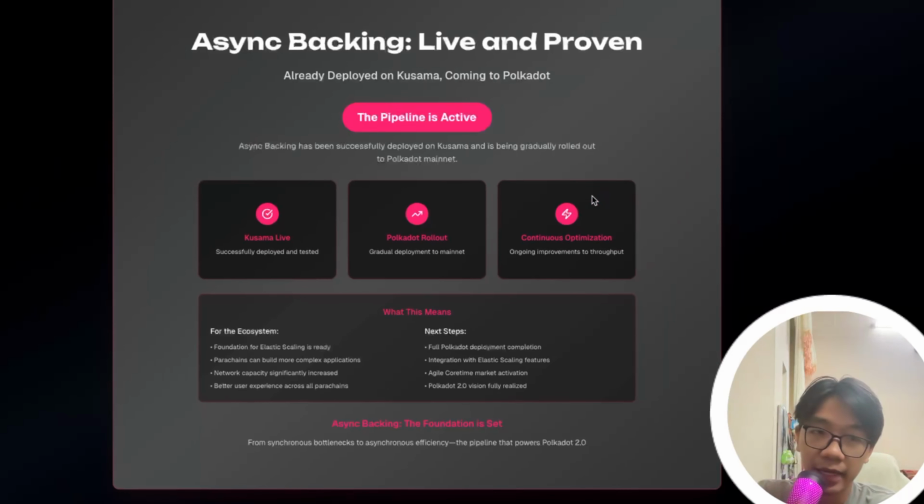And that's how Asynchronous Backing sets the foundation for Polkadot 2.0. And see you in the next video to learn more about Agile Coretime and also more topics related to Polkadot 2.0. Thank you.